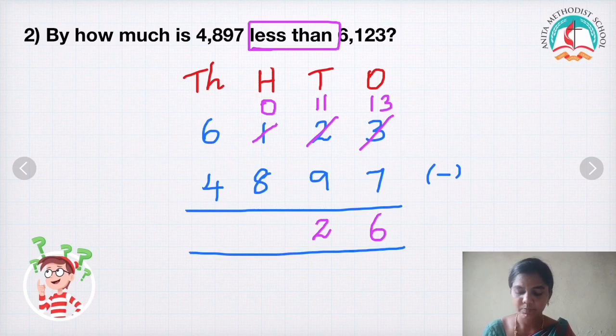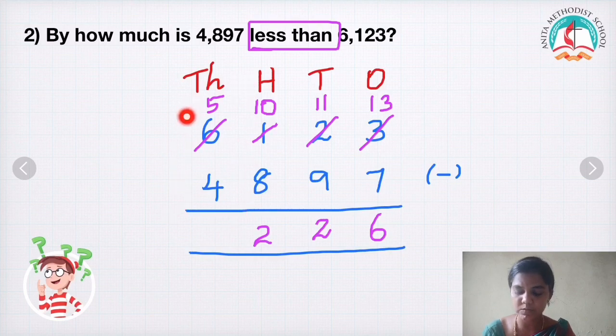Okay, so now we need to subtract the hundreds place. In hundreds place we need to subtract 8 from 0, but we cannot subtract. So we need to regroup the 0 with the thousands place. If I borrow from the thousands place, the 0 will become 10, the 6 will become 5. Okay, so now we can subtract 8 from 10. So the answer will be 2. Then subtract the thousands place.